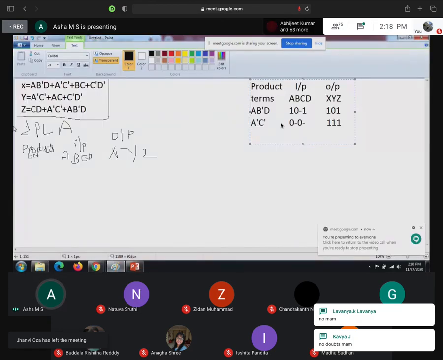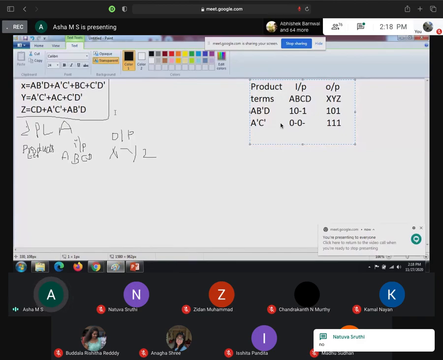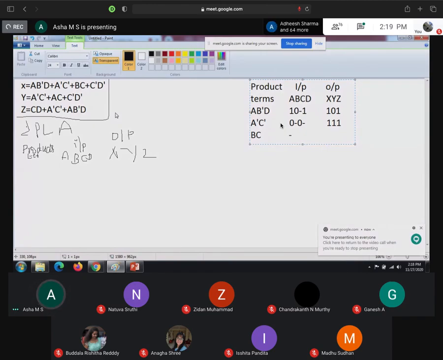Similarly, write down for the next product. What is my next product? Next product is BC. What is the value of variable A? Variable A doesn't exist, so hyphen. What is the value of B? It exists, it's 1. What about C? It exists, it's 1. What about D? It doesn't exist. So BC is present where? In the variable X, so it's 1. What about Y? BC? No, it doesn't exist, 0. What about Z? C also doesn't exist, so it is 0.